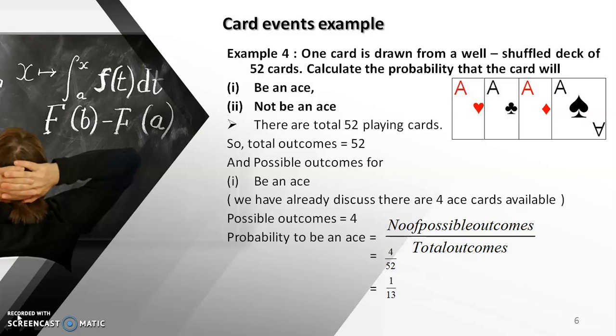So starting with the first, there are a total of 52 playing cards. So total outcomes are 52, and possible outcomes for an ace: we have already discussed there are 4 ace cards available, right? So possible outcomes equals 4. Now probability of an ace equals number of possible outcomes divided by total outcomes, equals 4 divided by 52. Now here 13 fours are 52. So the answer is 1 divided by 13.